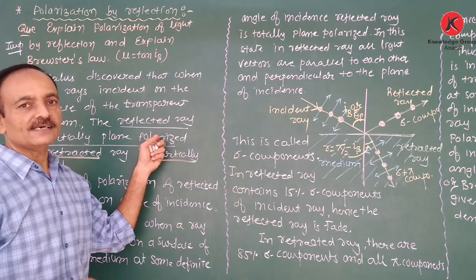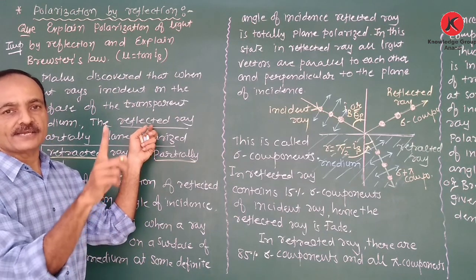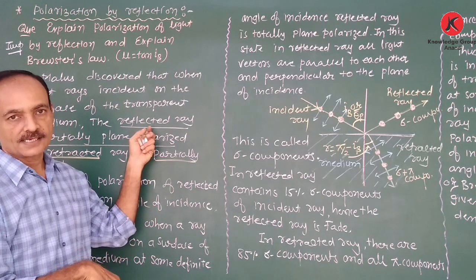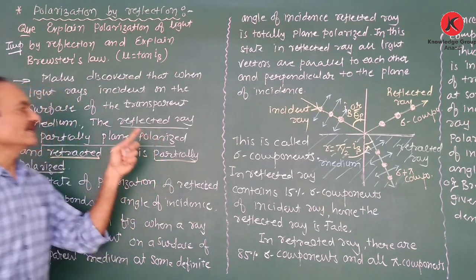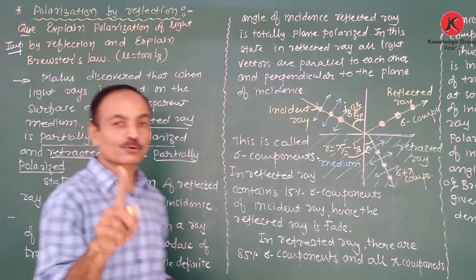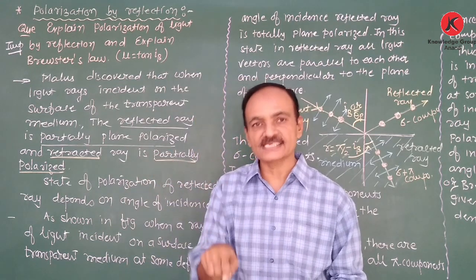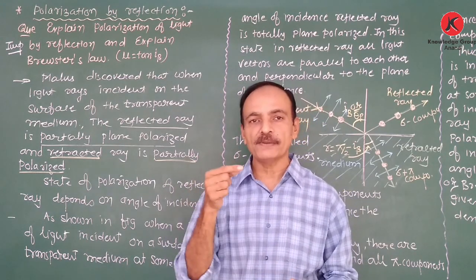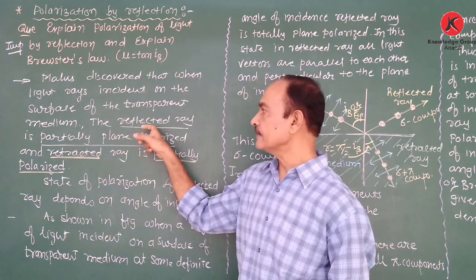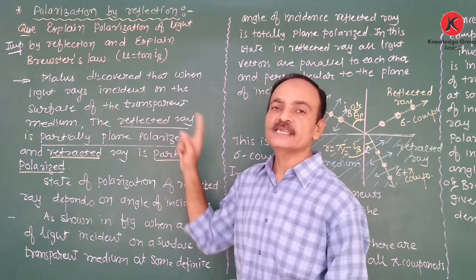Plane polarized means the electric field vector, or light vector, oscillates perpendicular to the plane. This plane is perpendicular to the direction of propagation and is denoted by the dot. That means a fully plane polarized reflected ray would be represented by the dot. Why? The reflected ray is not totally plane polarized, it is only partially polarized. That means the light vectors oscillate in both directions, parallel to the plane of polarization and also perpendicular to it. So both components are present in the reflected ray, while only the light vectors oscillating perpendicular to the plane are present in the plane polarized ray.